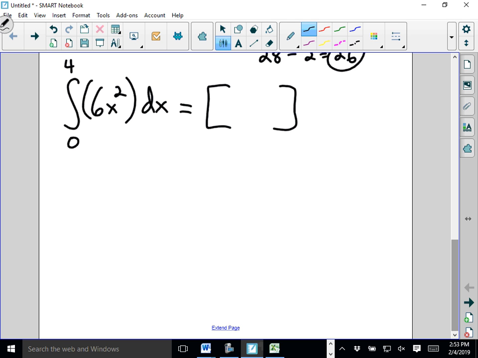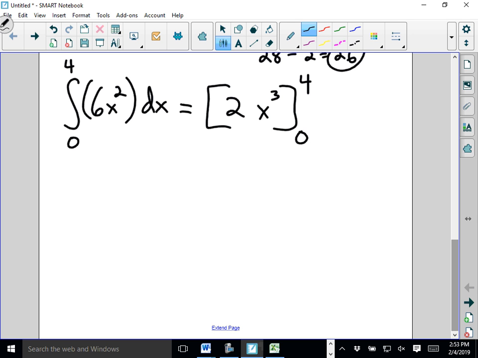I'm going to bump my x up to the power of 3, and then I'm going to divide 6 by 3. 6 divided by 3 is 2. So we should get an antiderivative of 2x cubed. Again, since it can be any antiderivative, let's make it easy and just use 2x cubed. I'm going to evaluate this thing from 0 to 4.